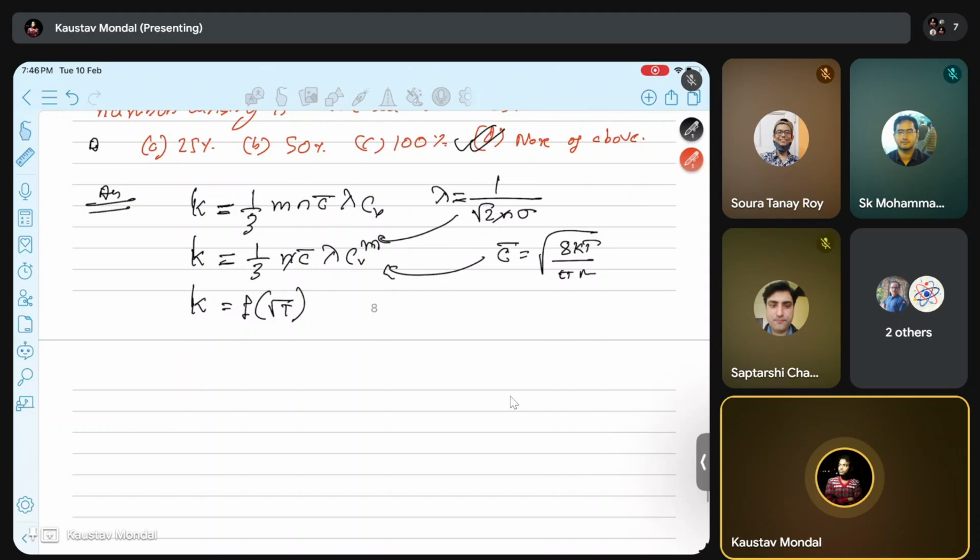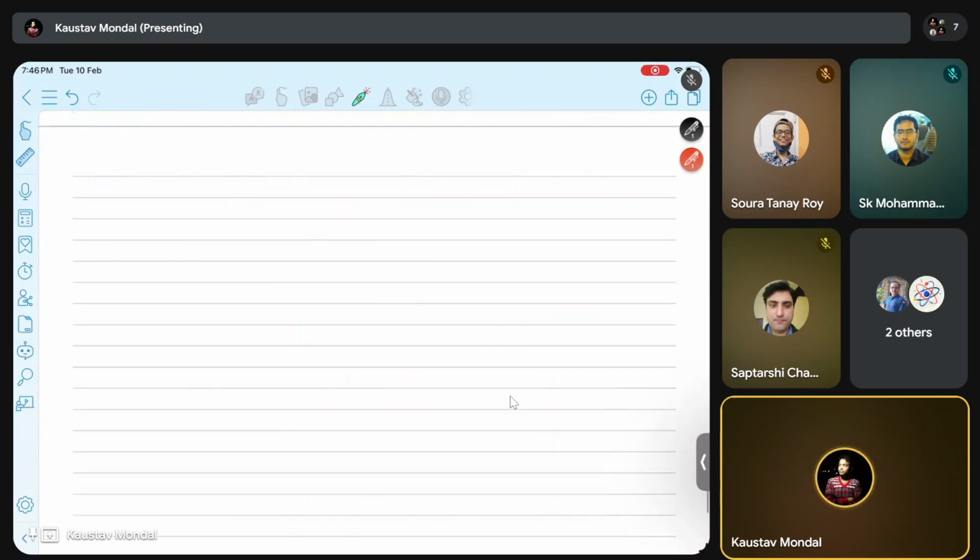Since you can see the number density will cancel. Initially there is an expression of n there, but if you substitute the lambda expression here, n will cancel. So after that, kappa becomes a function of one variable, that is root T. Since it's not dependent on n, changing n doesn't have any effect on the thermal conductivity.